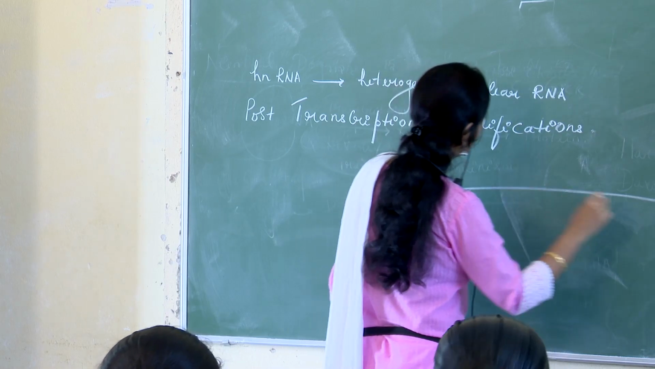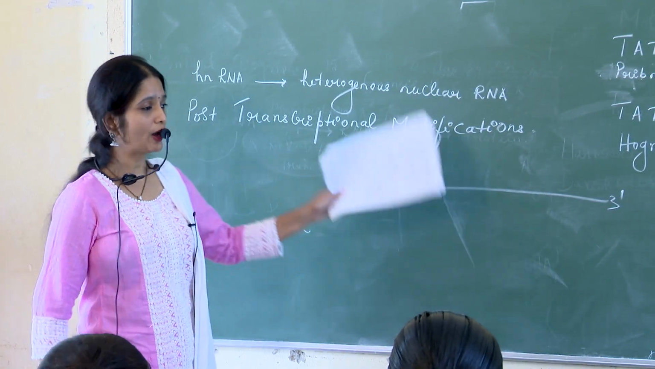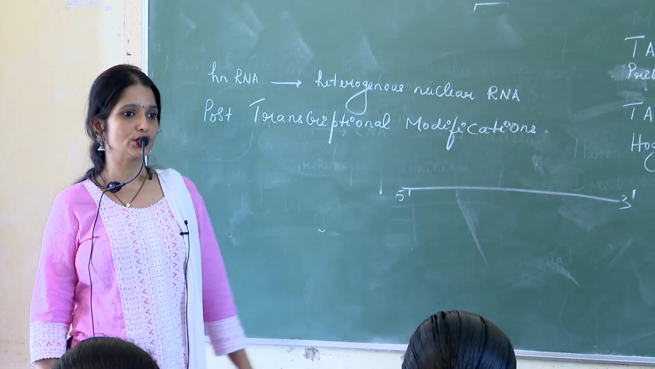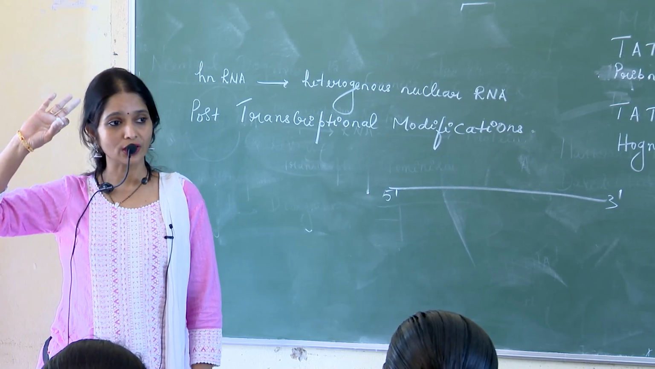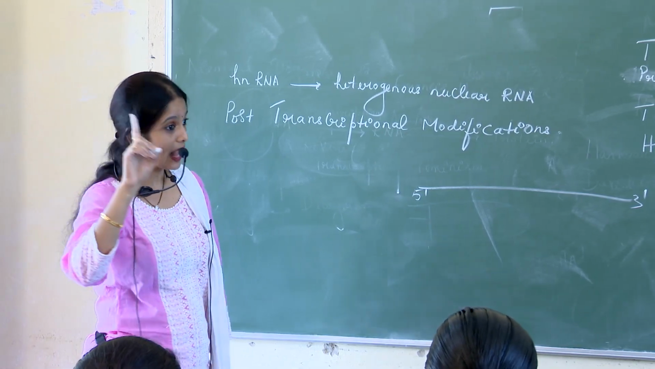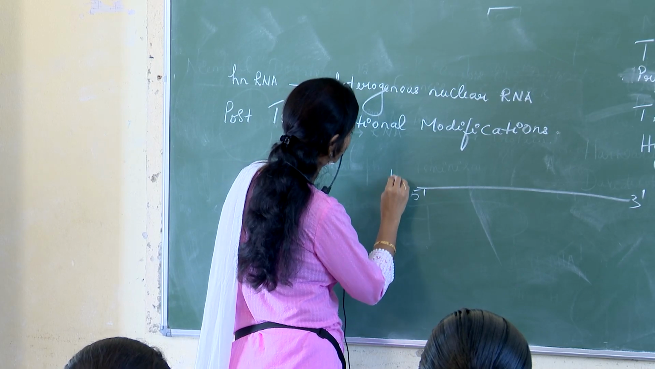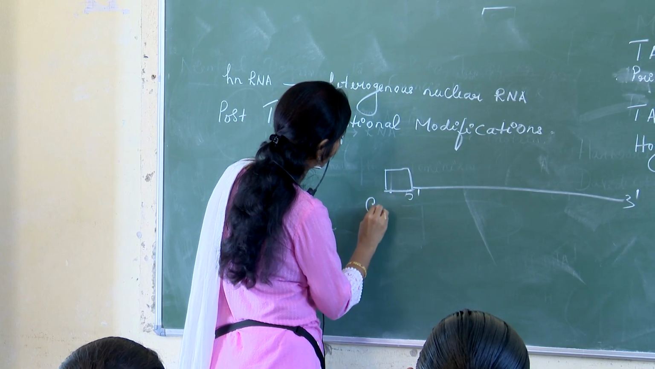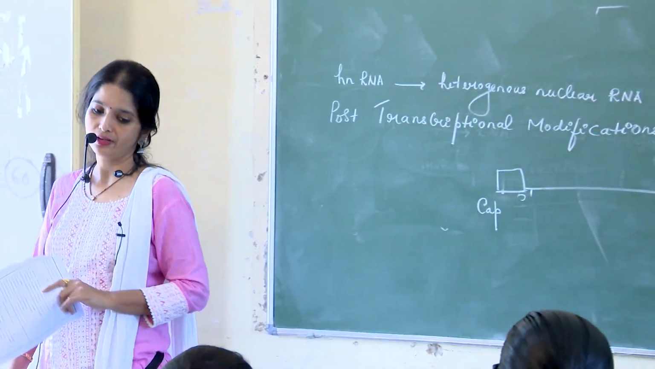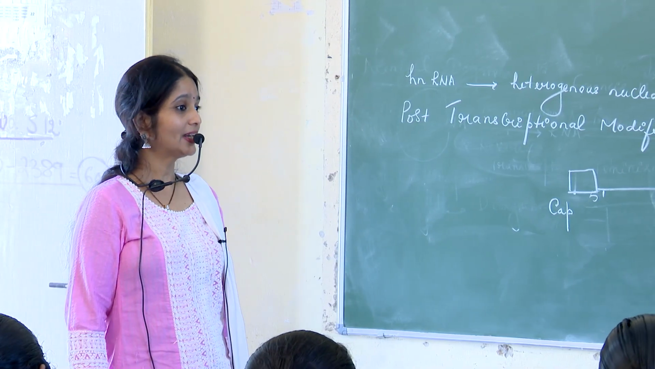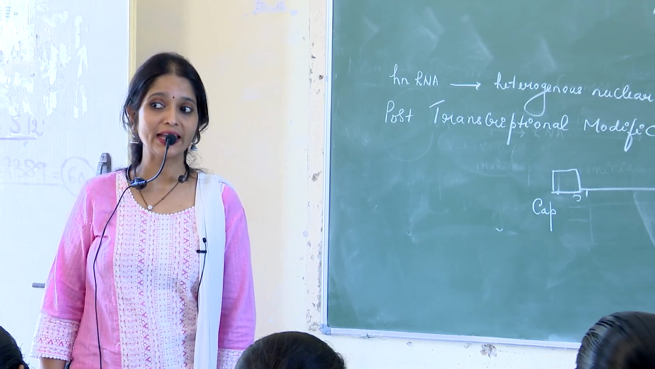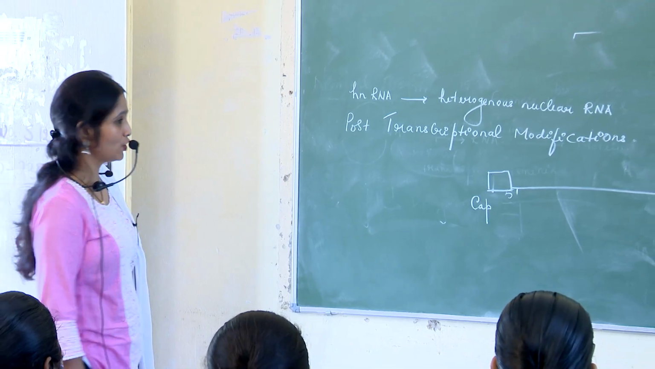Now the RNA is synthesized. This is the 5 prime end. This is the 3 prime end. What type of RNA is this? hnRNA, non-functional RNA. Now what are the post transcriptional modifications? There are 3 types of post transcriptional modification. One is capping. First is capping. So, addition of cap region to the 5 prime end of hnRNA. Addition of what? Cap. What is cap made up of? Cap is made up of methylated guanosyl triphosphate.